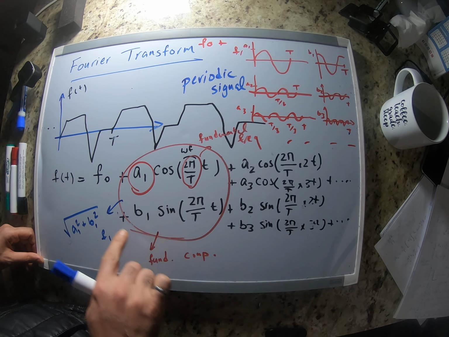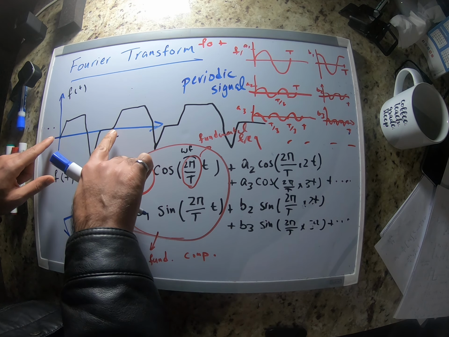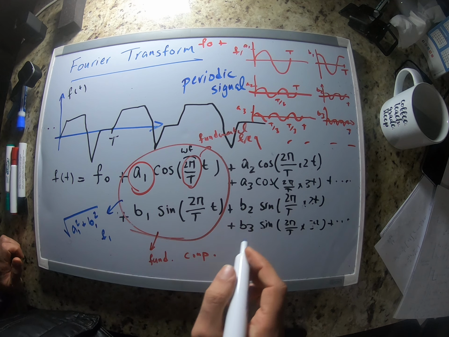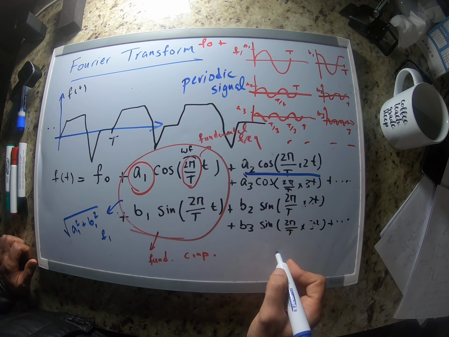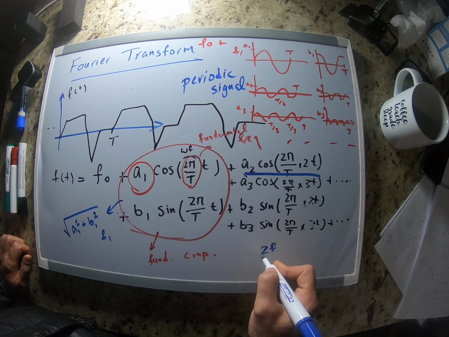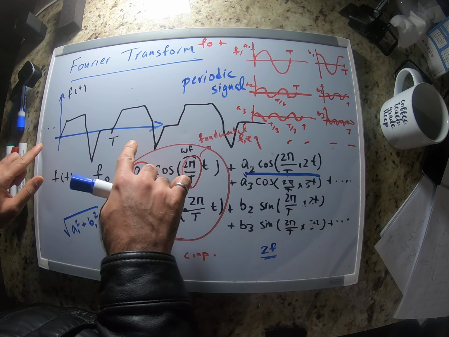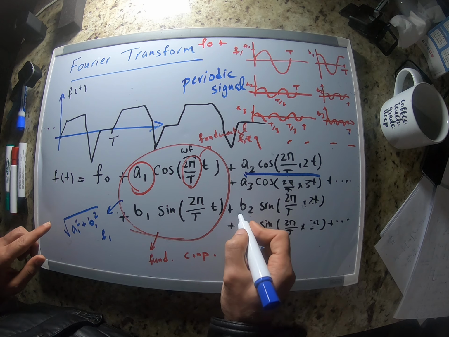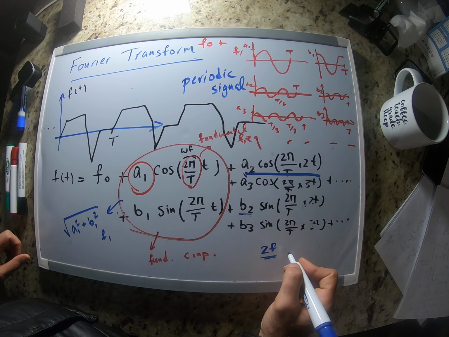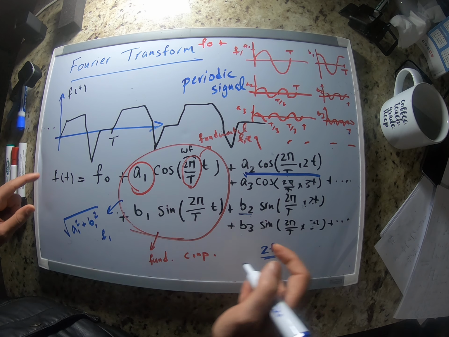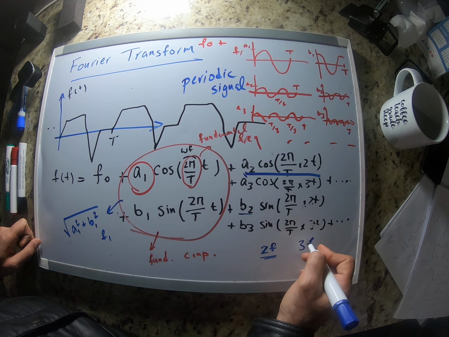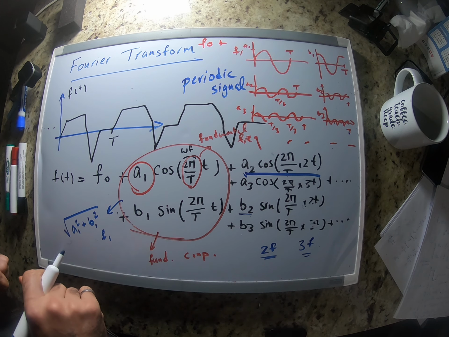How much of this frequency we have in this signal. And A2 basically tells us how much of 2F we have in this signal. A3 and B3 tells us how much of 3 times the fundamental frequency we have in this signal.